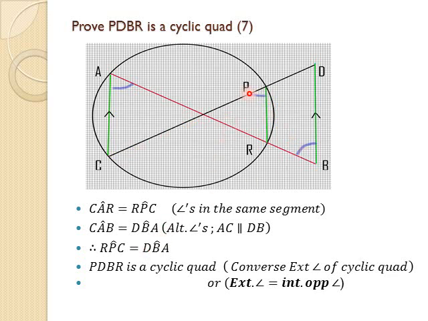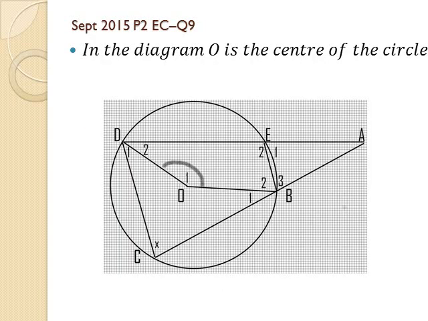So the exterior angle equals the opposite interior angle, therefore PDBR is a cyclic quad. You're allowed to state in an exam "converse exterior angle of a cyclic quad," or properly, we would say exterior angle equals interior opposite angle. Because those two angles are equal, it makes this outside shape a cyclic quad. Let's look at the next problem.